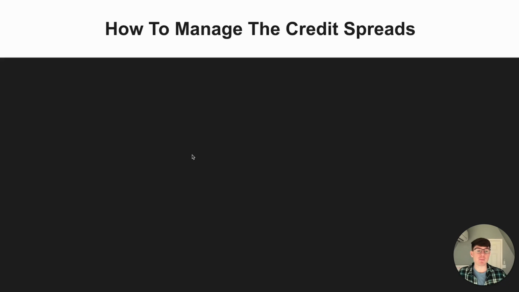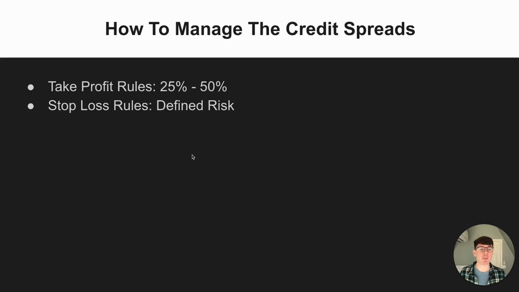Now, how do we actually manage the trade? We do take profit rules about 25 to 50%. This is typically best practice. The stop losses, most people do not use a stop loss for this trade because by default, this trade is defined risk. We're selling a put and then we're capping our risk by buying a put below it. And this automatically defines our risk.